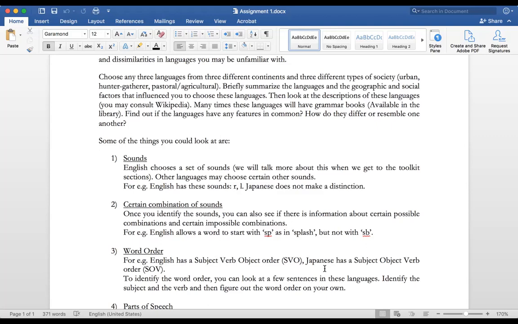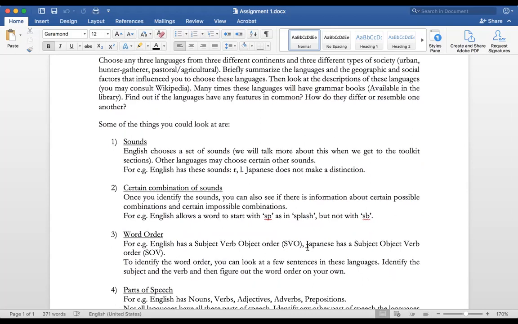So the idea behind this assignment is for you to see how different languages in these societies are different because of the socio-cultural geographic location that they developed in. So that's really what I want you to do. Many of them have grammar books. Some of them are available in the library, but again, you can Wikipedia it or look online for sources.